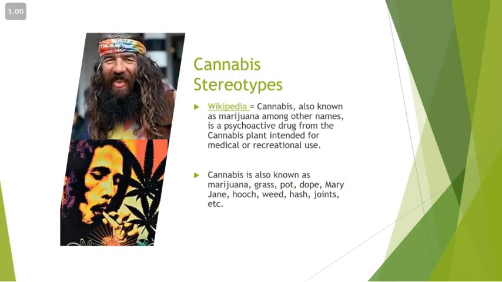Cannabis has its share of stereotypes. In fact, when you Google it, this is what comes up. Wikipedia says it's also known as marijuana, which is a psychoactive drug intended for medical and/or recreational purposes. It also shares some other common names for marijuana, such as grass, pot, weed, dope, and there are many others that I'm sure you've heard.